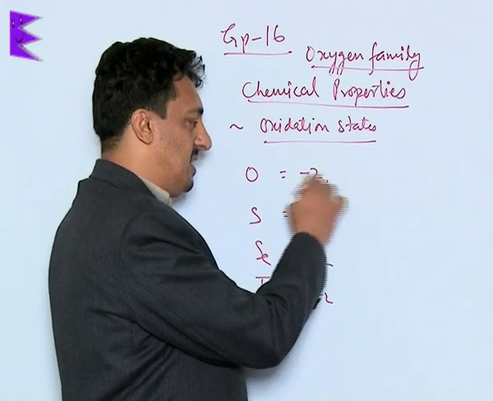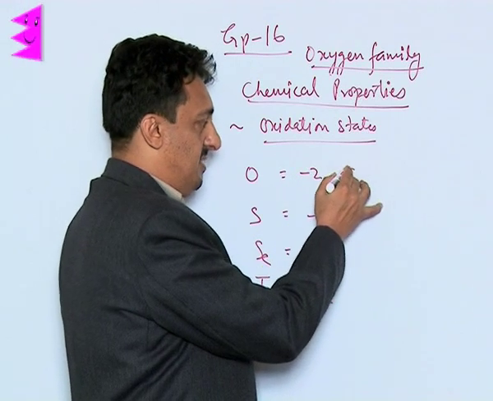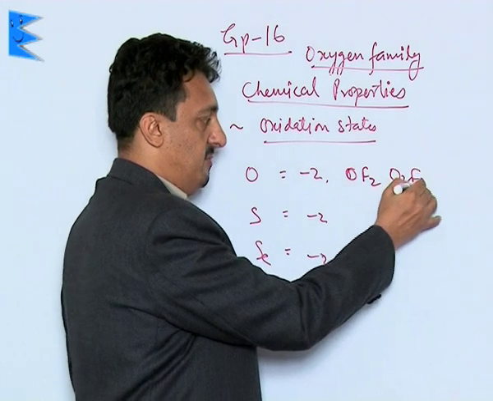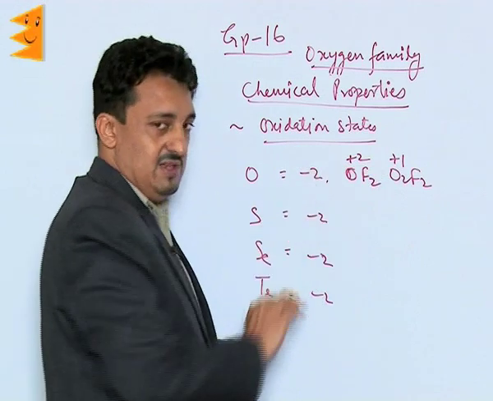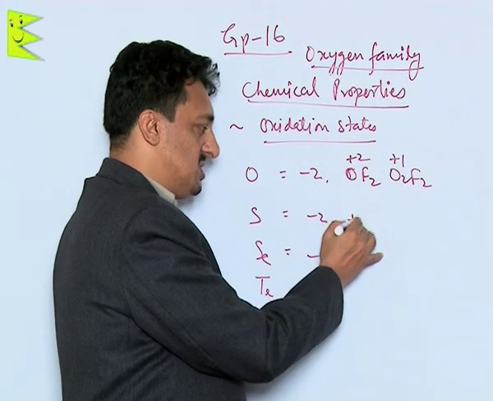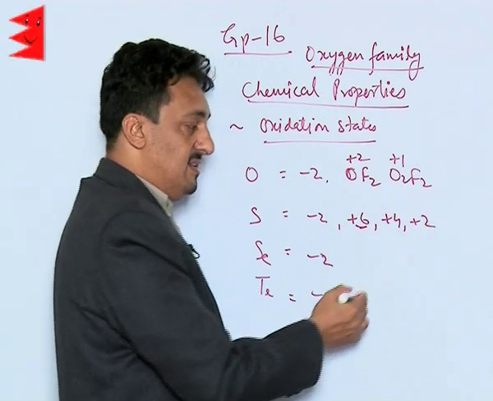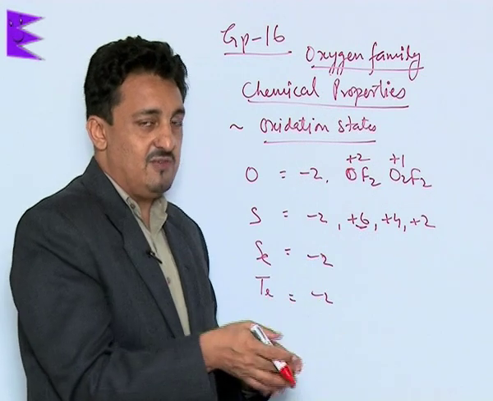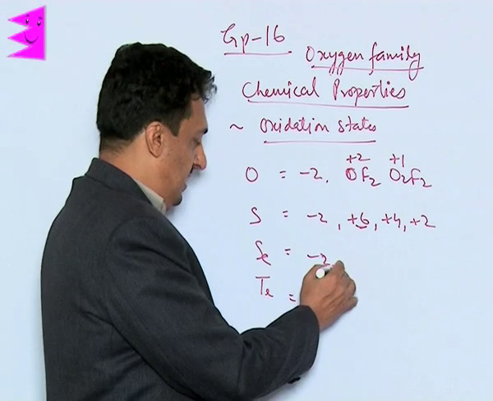But along with this, oxygen cannot have any other oxidation state except in the compounds which it forms with fluorine, like OF2 and O2F2, where it exists in the +2 state and +1 state. Otherwise it forms -2 compounds. Then sulfur can show +6, +4 and +2. The reason being it can share all its 6 electrons due to the availability of the d orbitals, or it can share 4, or only 2.